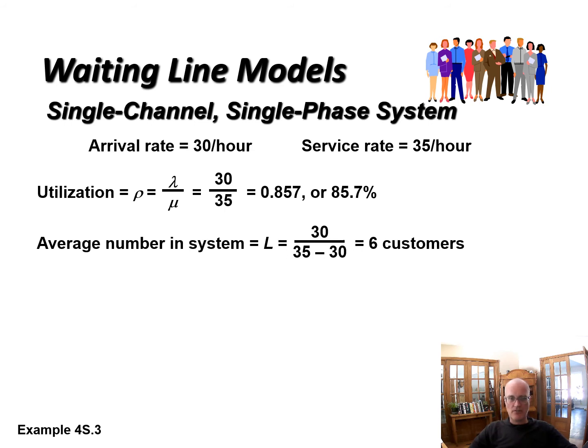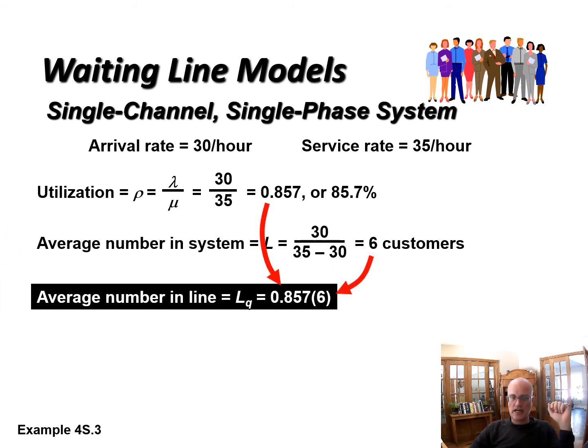The average number of people in the system, L, is arrival rate divided by service rate minus arrival rate. So we have 30 over 5, which is equal to 6. So on average, we will have 6 people in the system.